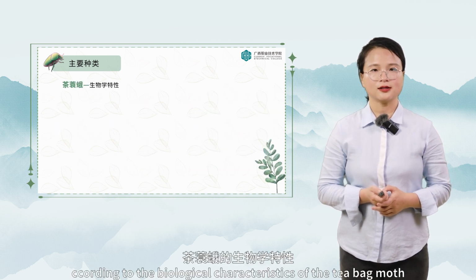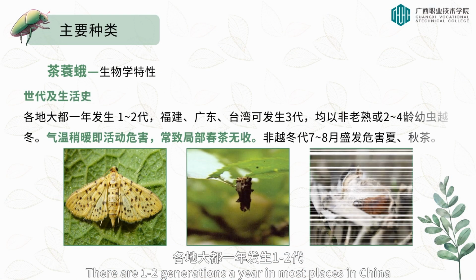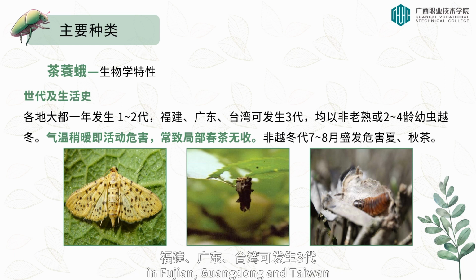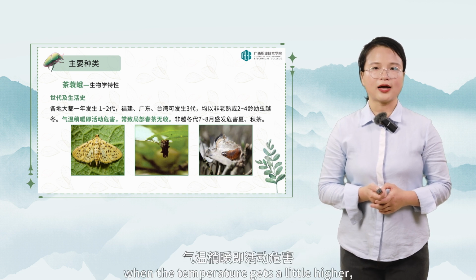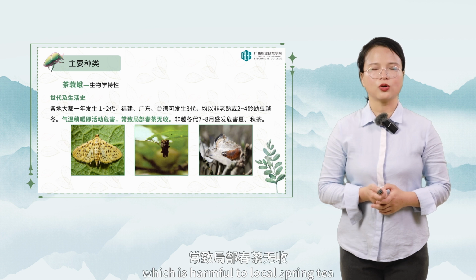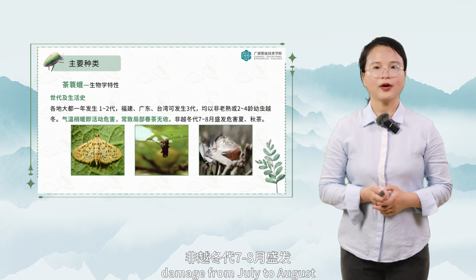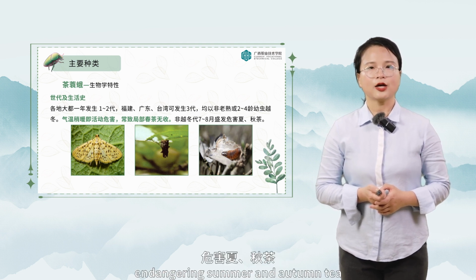According to the biological characteristics of the tea bag moth, there are 1 to 2 generations a year in most places in China, in Fujian, Guangdong, and Taiwan, 3 generations per year. All of them overwinter as non-mature 2 to 4 instar larvae. When the temperature gets a little higher, they begin to damage, which is harmful to local spring tea. Non-overwintering generations damage from July to August, endangering summer and autumn tea.